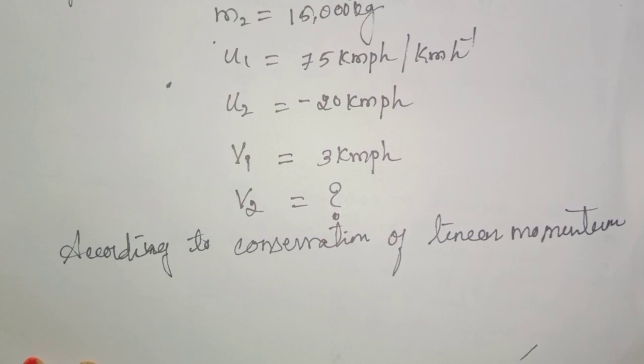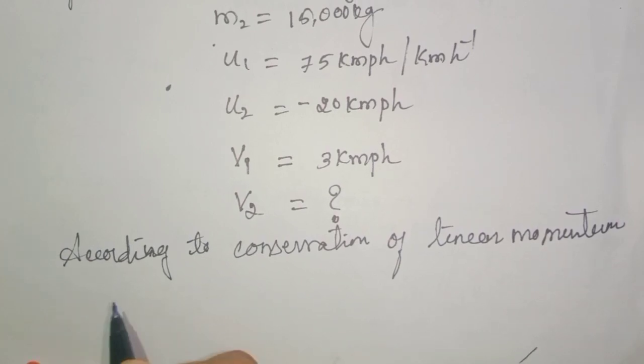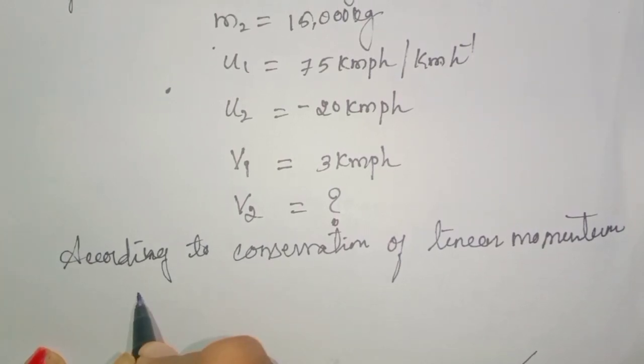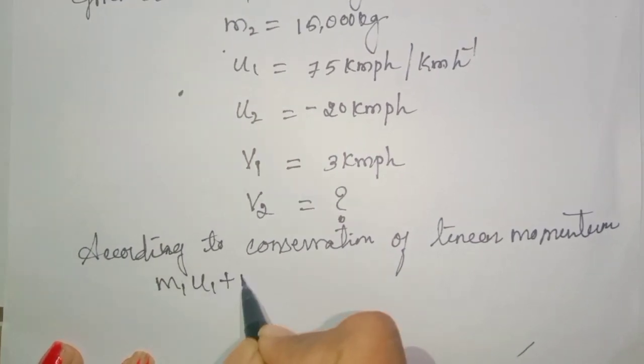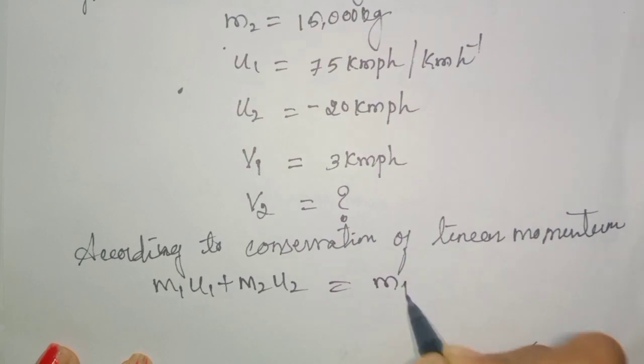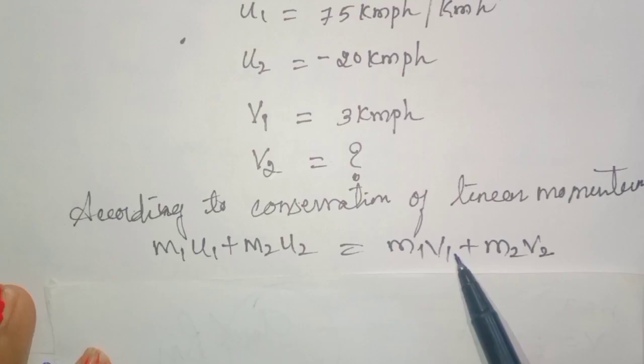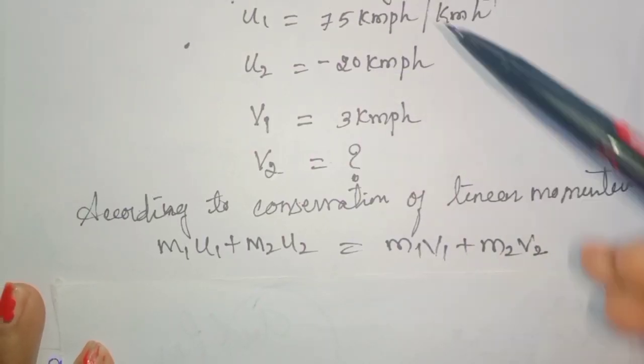So what is the conservation of linear momentum formula? That is, the total linear momentum before collision is equal to total linear momentum after collision, right? So m1 u1 plus m2 u2 is equal to m1 v1 plus m2 v2. So now we will substitute all this data in this formula clearly.